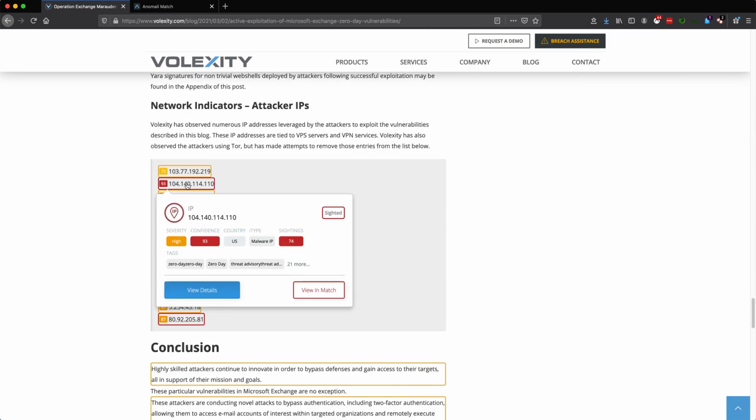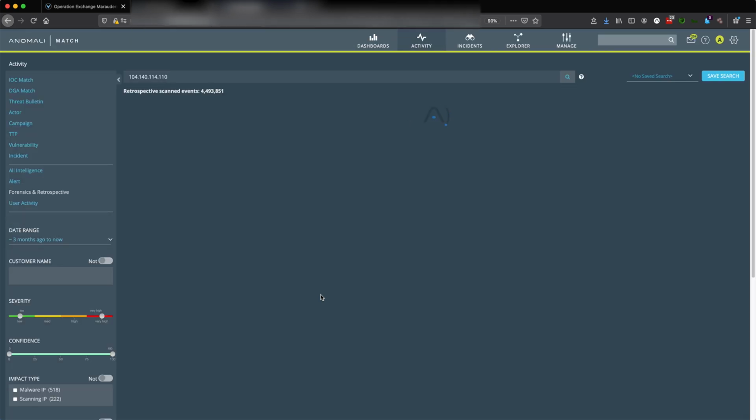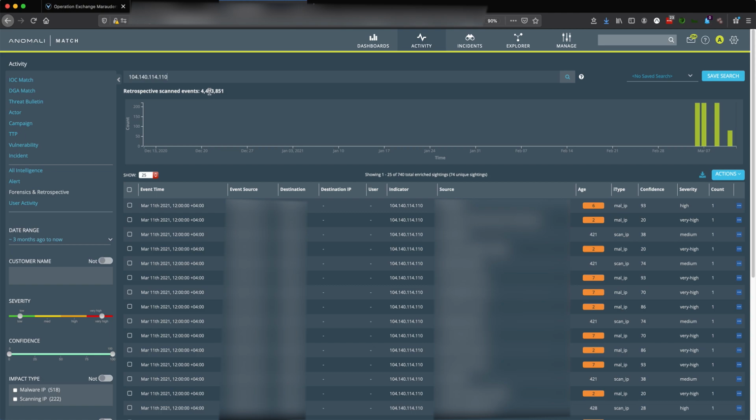But let's get to what's important. We've identified matches to attacker IPs in this blog. So let's go and view them in Match. And there we go. It's as simple as that. A task that would normally take weeks to achieve is now done in a matter of minutes.